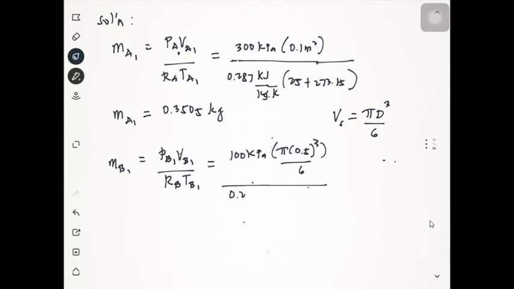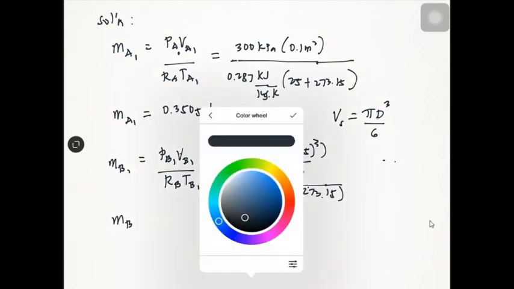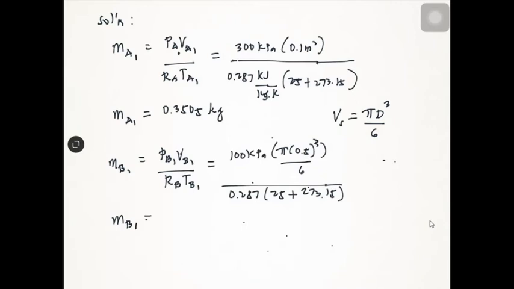0.287 times, what is your temperature? This is 25 degrees Celsius plus 273.15. Okay, so we have the mass of your MB1, that is 0.0765 kilogram.